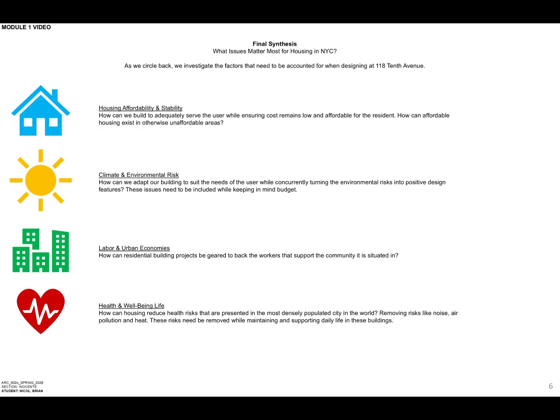For the final thesis, we look at what issues matter most for housing in New York City. The big thing is housing affordability. We want to make sure it's affordable to everyone. Climate and environmental risk, making sure that everything New York City has to offer in terms of its environmental risks is taken care of. The economy, how can we get residential buildings geared for the workers that support the community? And health and well-being, we want to make sure that we reduce as many health risks as possible and create a good experience for people where they live.